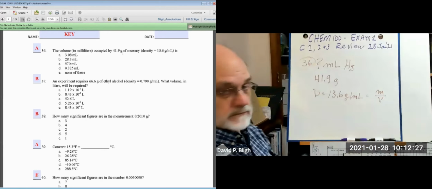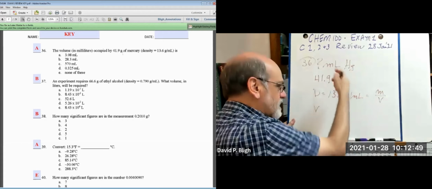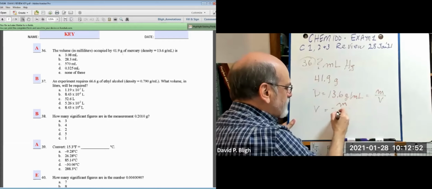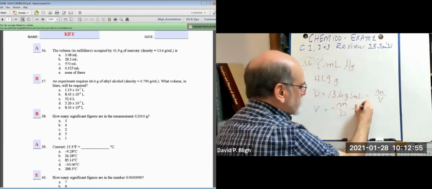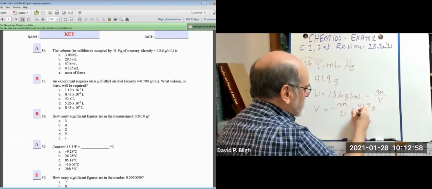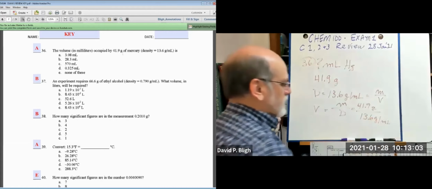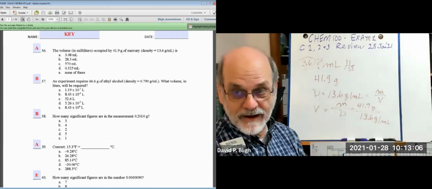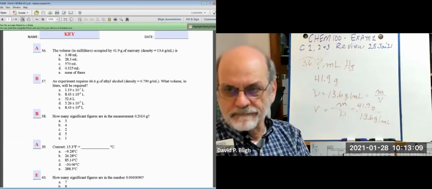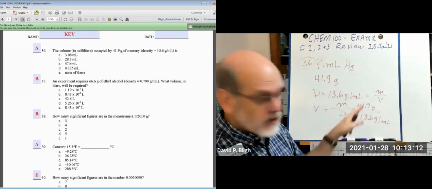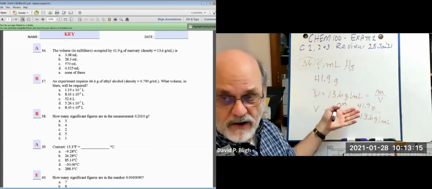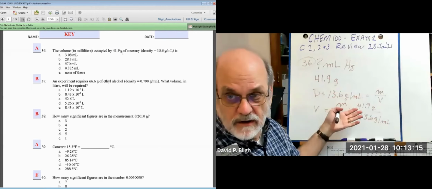Okay? So we could solve that, say volume on this side leaves mass on that side divided by density on this side. So the mass is 41.9 grams divided by 13.6 grams per milliliter. Okay, so is that going to give us the right units? This is a good habit to get into. Check your units. Once you've set up your calculation, are you going to get the right units of measure to answer the problem? Right? We need milliliters. Is this going to give us milliliters?